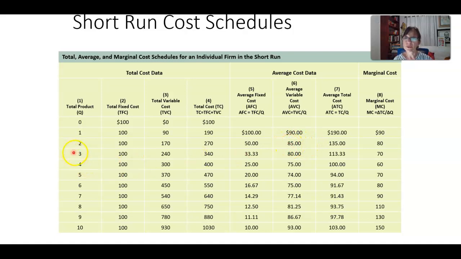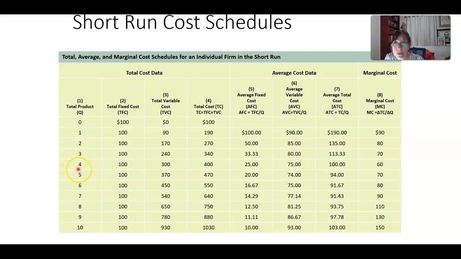We produce 3 units of output, and we go to our total variable cost curve where there are 3 units of output being produced. 240 divided by 3 gives us $80. Now you note that as we continue to produce more, at 3 units our variable cost is 240, and average variable cost is 80.